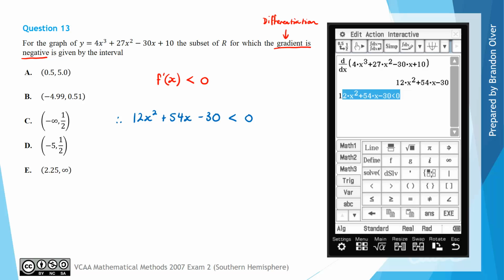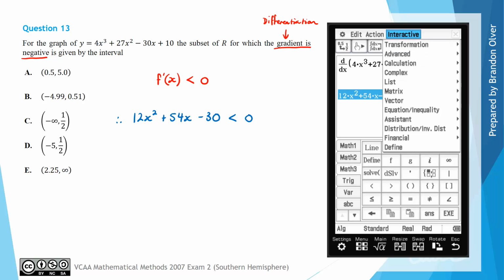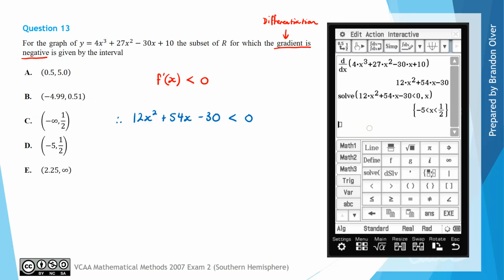And we can highlight that and go interactive equation inequality solve for x, and that gives us the set of values for x for which the derivative is less than 0 or negative. And solving that gave that we had x was greater than negative 5 but less than 1/2.